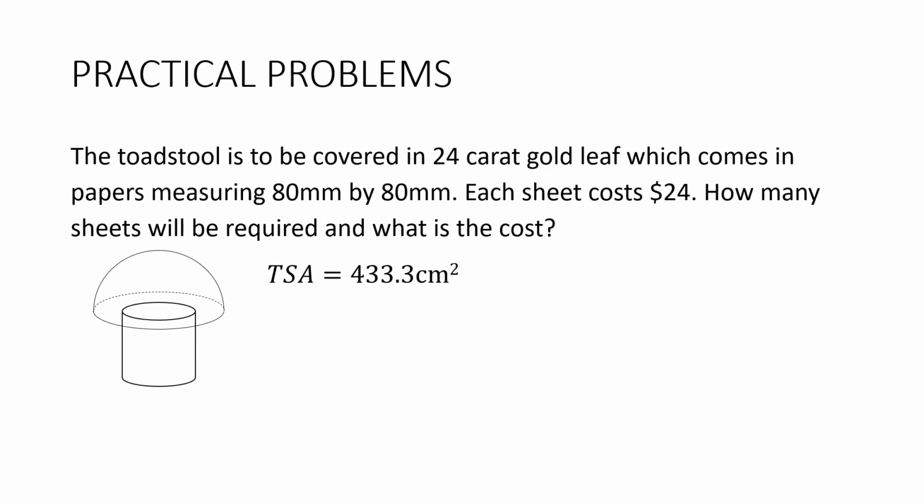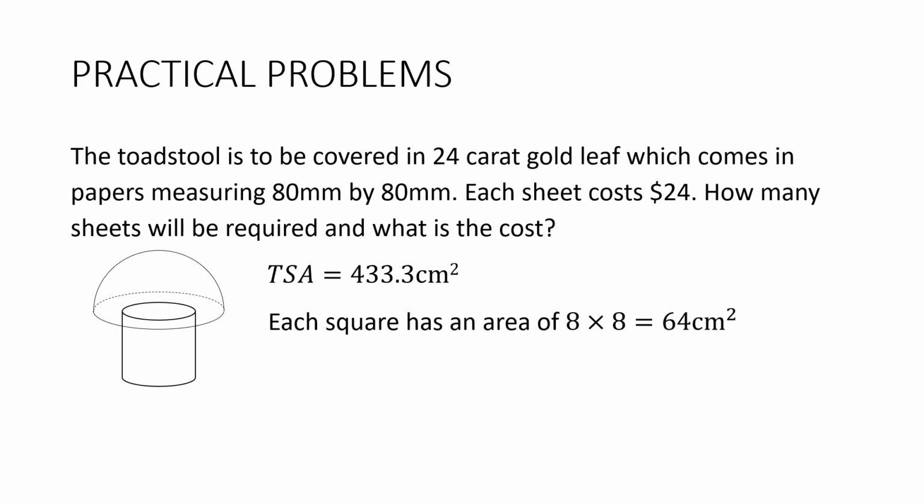The toadstool is to be covered in 24 karat gold leaf, which comes in papers measuring 80 millimetres by 80 millimetres. Each sheet costs $24. How many sheets will be required and what is the cost? So what we've got to figure out is the area of one of these papers and then how many of those areas are required to cover this surface.